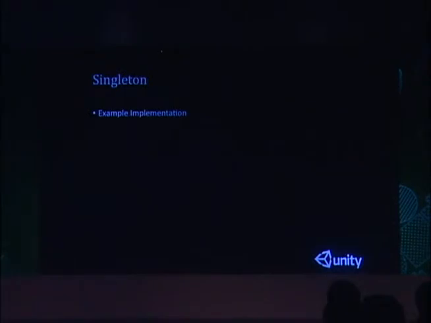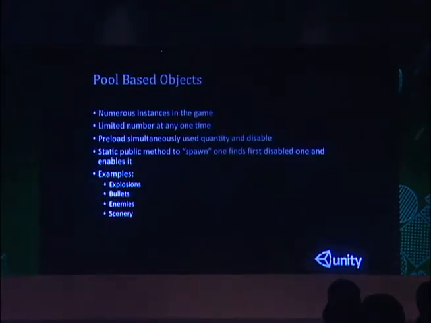Now, the more interesting one for me, and the one that gets a lot of performance increases when people use it properly, is the idea of pools. This is when you have lots and lots of things in your game, and you don't want to keep on instantiating. I've seen that so many times. Instantiate at runtime ruins everything. So with numerous instances in the game, you want to limit the number at any one time. So you preload how many you think you're going to need, and then you disable them. That essentially puts them in your pool already. And then you just need a static public method to spawn one as required. We do that by finding the first disabled one and enabling it. Examples for this are numerous. Almost everything in games is a pool: explosions, bullets, enemies, scenery, all of it.